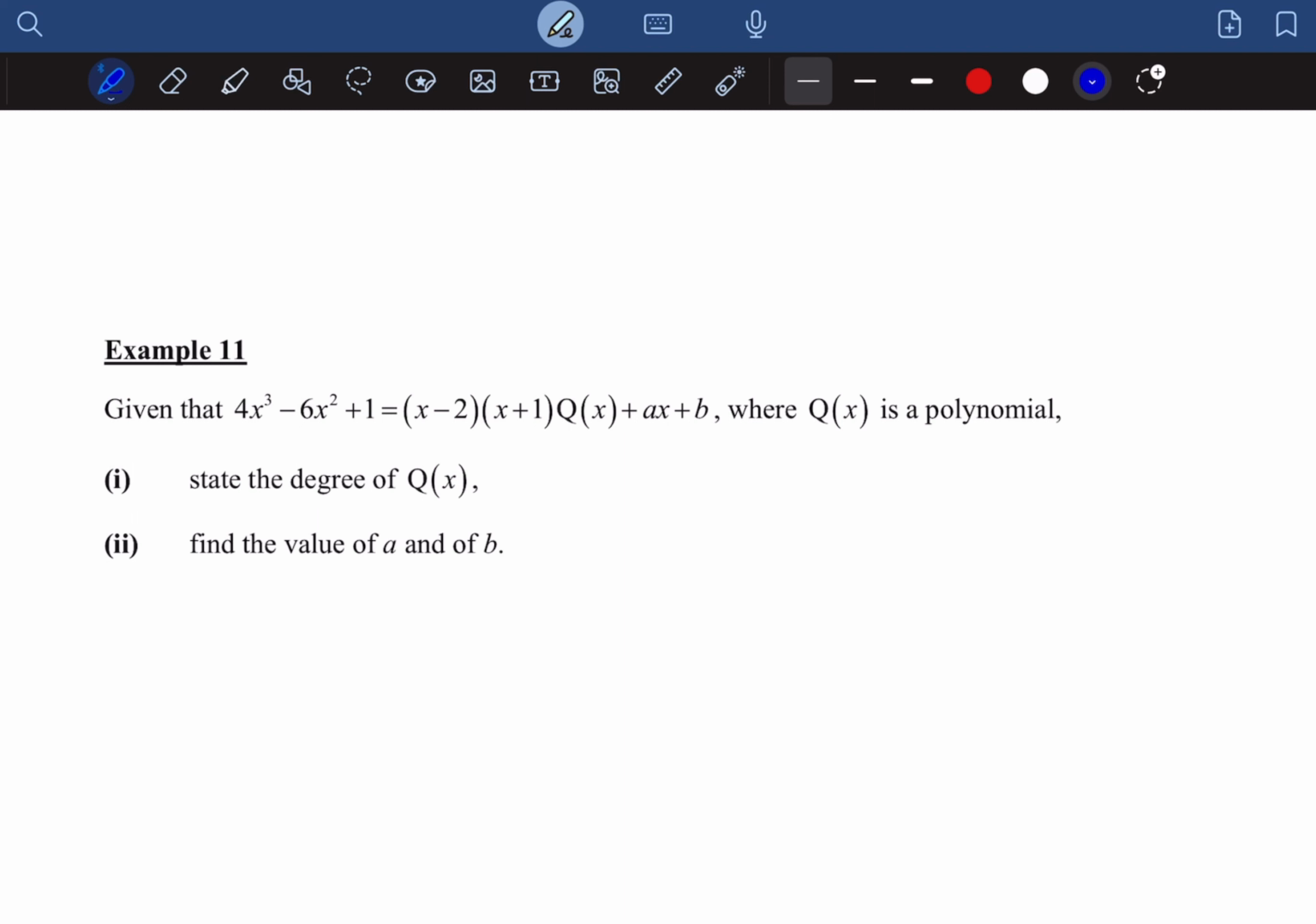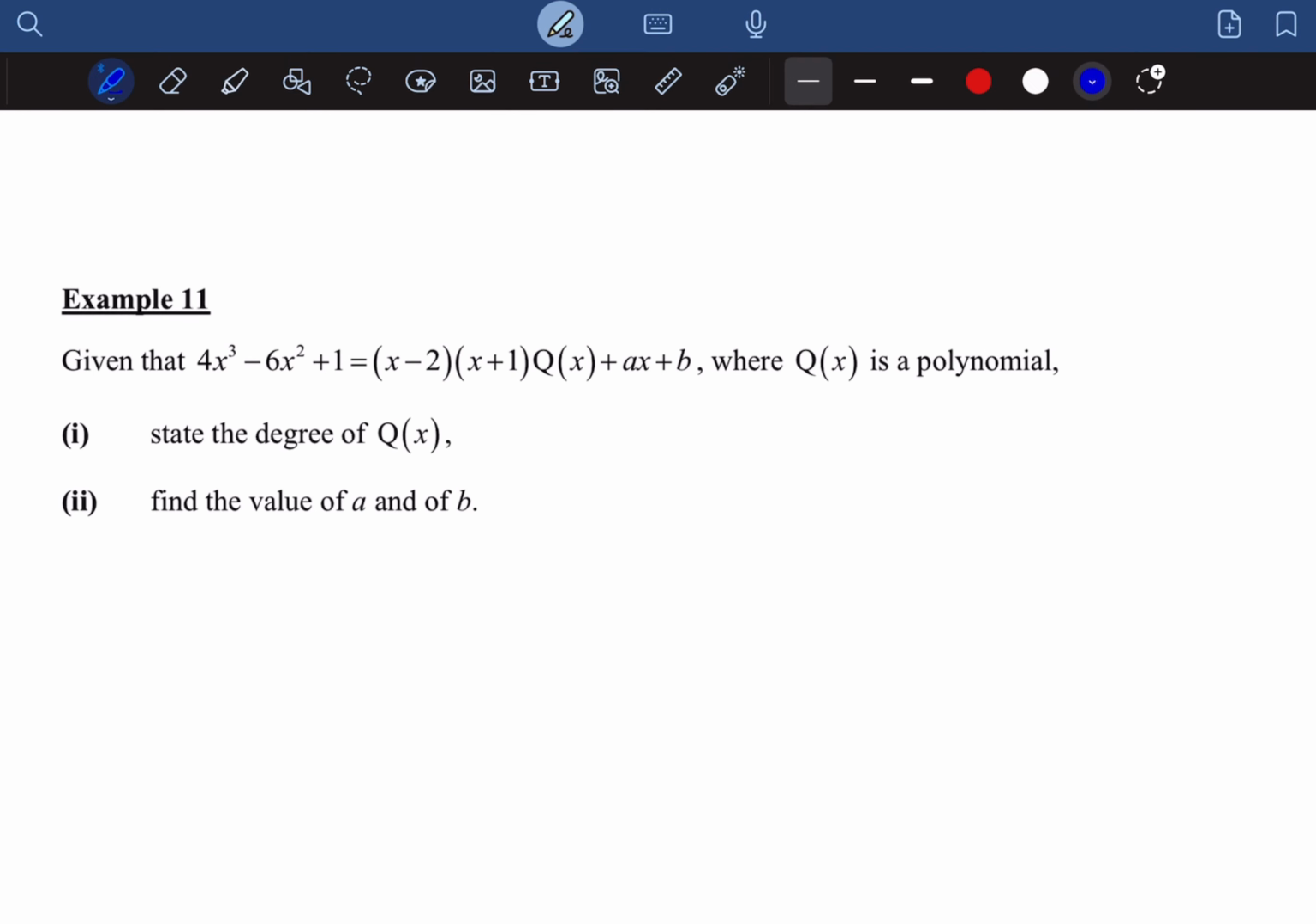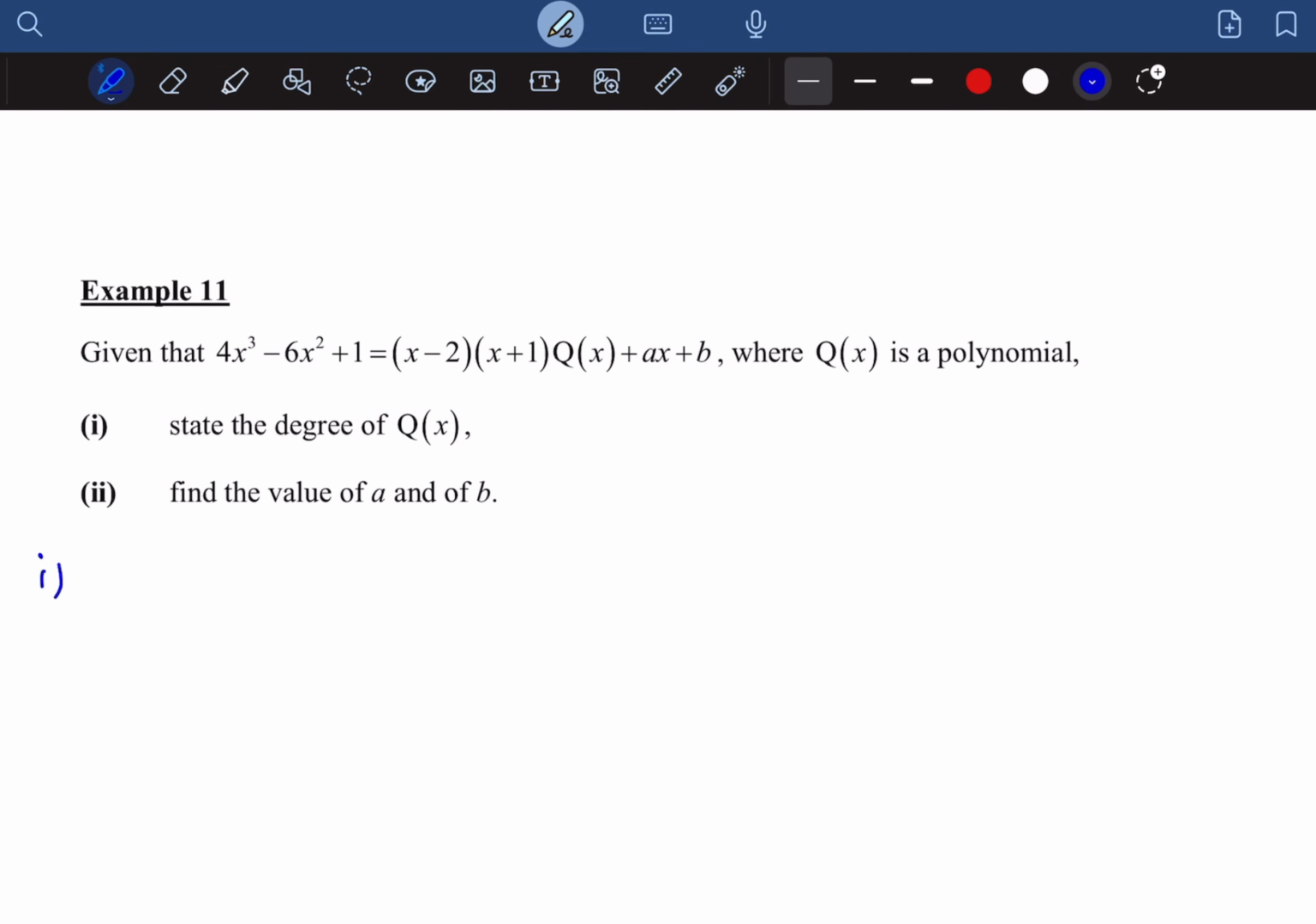Okay, this will be the question to bring you all to the remainder theorem, which I will not be introducing today, but I will still go through this question. So question 11, part 1. They say this polynomial equals (x minus 2)(x plus 1) times q, where q is the quotient. Okay, what is it? We do not know. Then plus ax plus b, this is the remainder. Then x minus 2 times x plus 1, this is the divisor.